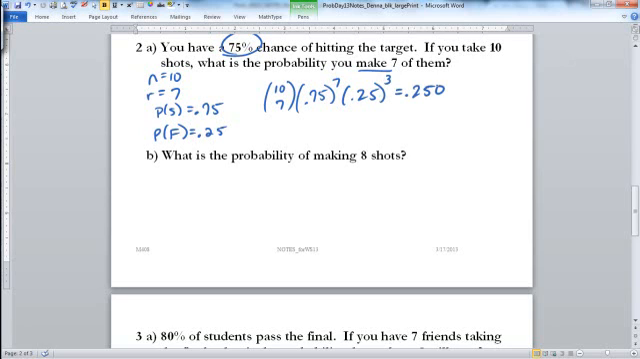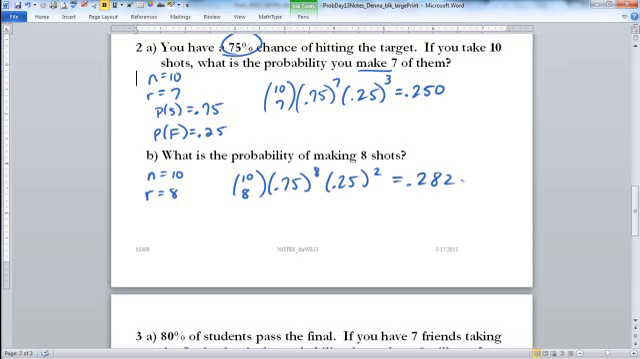Alright, put this on pause and figure out part B. And we should get 0.282.